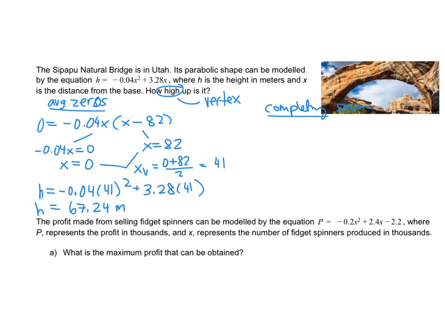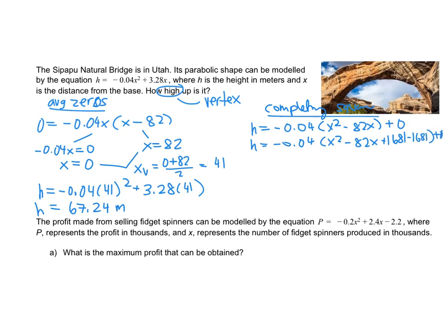So completing the square. Here we don't have to set h equal to anything. Step 1, factor out that a value, and you're left with x squared minus 82x, and then you can write plus 0 at the end if you want that constant there. Now, I'm going to take that negative 82, divide it by 2 to get 41, and then I'm going to square 41, and I get 1,681, which I'm going to add and subtract inside my bracket.